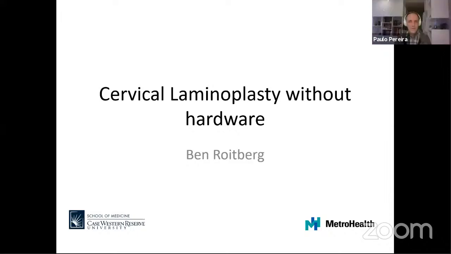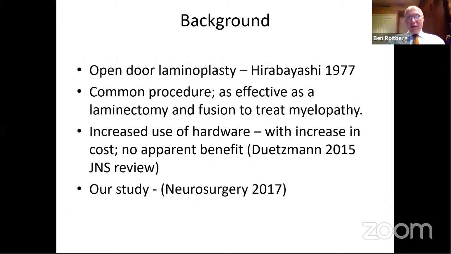Yeah, it's good. Excellent. I'll be speaking about doing cervical laminoplasty without hardware. As we all know, open door laminoplasty is not new, introduced by Hirabayashi back in the 70s. It's a common procedure, and has been reported to be as effective as laminectomy and fusion to treat myelopathy. Between those two procedures, they have largely replaced plain laminectomy for many surgeons.